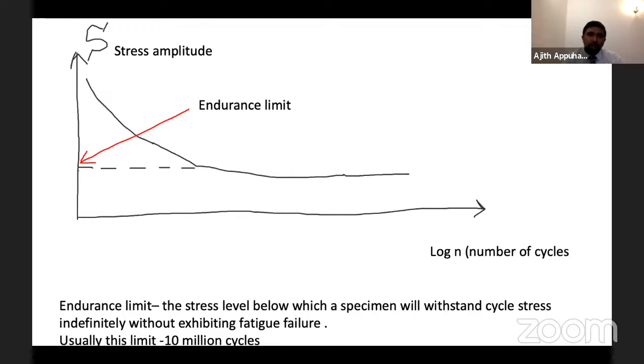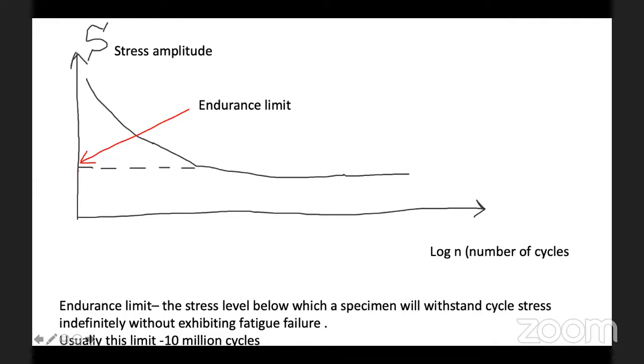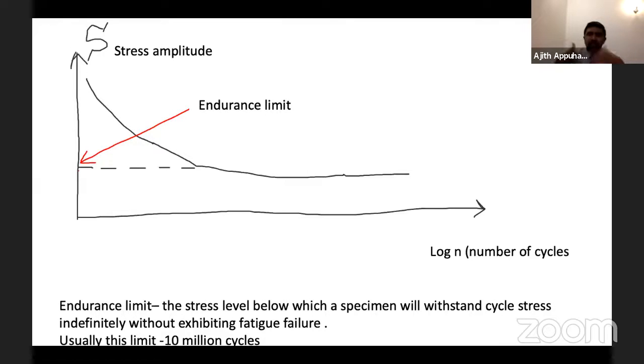Another very common associated description is the SN curve. In detail, it should be discussed in the fatigue failure topic, but I can do that lecture later on. But here I will slightly mention it. This is my y-axis, that is the stress amplitude, and this is my x-axis that shows the number of cycles. When you draw the SN curve, this is the endurance level. Endurance level means the stress level that the specimen can withstand for cyclical loading indefinitely without exhibiting any failure. Usually that endurance level will come at 10 million cycles.